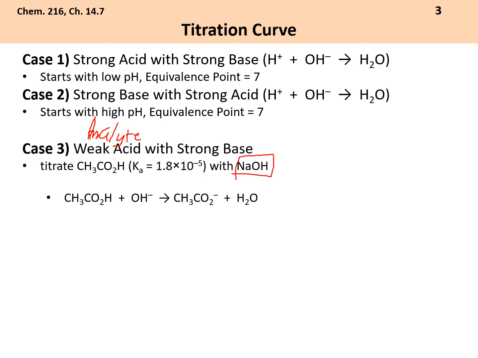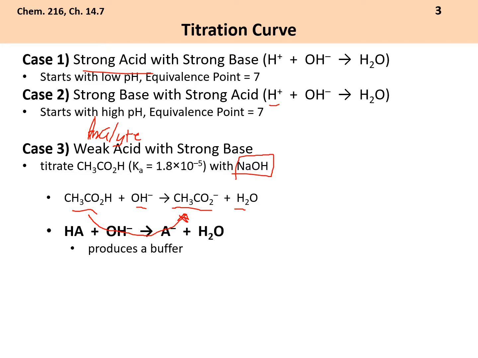Now, instead of producing H+ like when we were talking about strong acids, the weak acid just is itself. And so when it reacts with OH-, it's going to form that weak base plus H2O. Notice, I start off with a weak acid, and when I do this, I form a weak base. A weak acid and a weak base, that's a buffer. So when we do titrations of weak acids, we end up with a buffer.